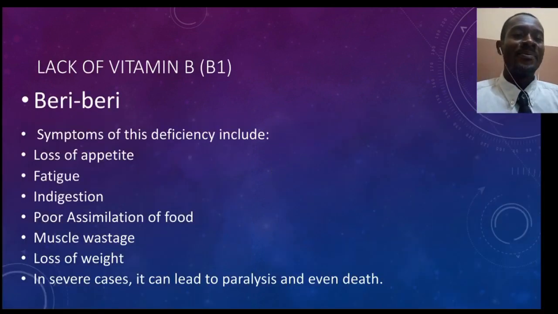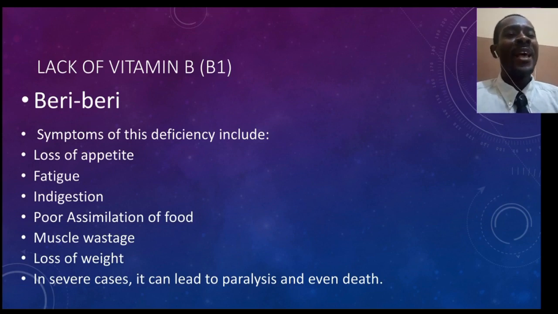Now, let's go forward. When it comes to vitamin B, there are different types of vitamin B complex. But we're going to start with vitamin B1. Now, vitamin B1, when it lacks in the meal that a human being consumes, is going to cause a disease called BERI-BERI. BERI-BERI is a disease of vitamin B1 deficiency.